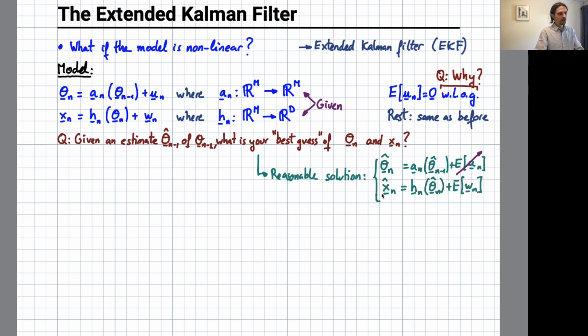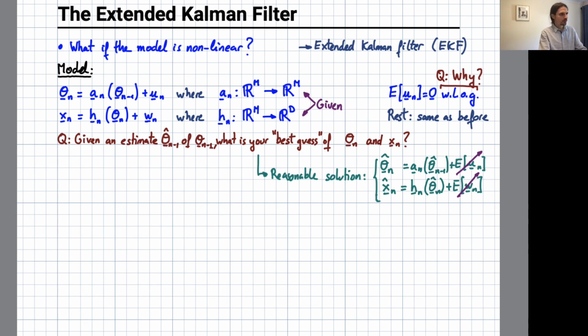And regarding x_n, we can use this equation. We are not given an estimate of theta n, but we can use our guess of that state and plug it here, and that would return a guess of x_n. Again, this w has zero mean, just by assumption, like in the Kalman filter, so the equation simplifies even further.